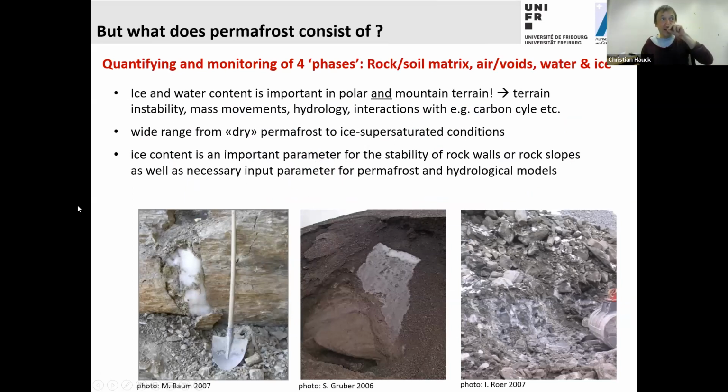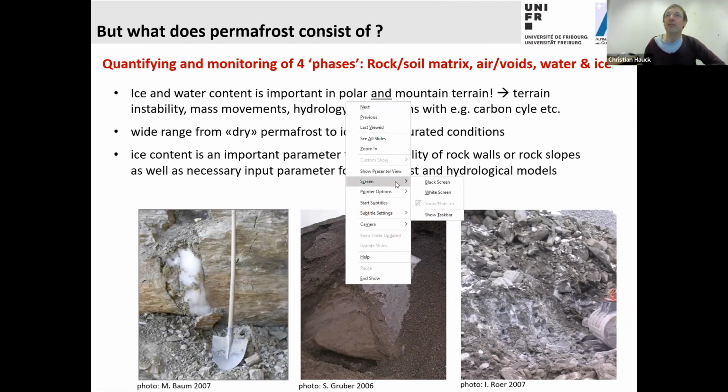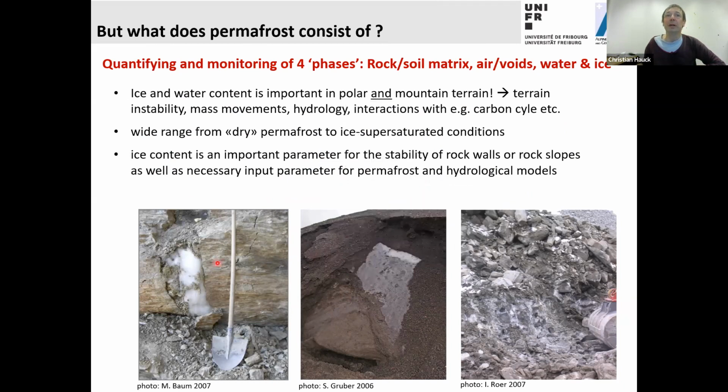Okay, so now I told you that permafrost is thermally defined. So what does it consist of? These pictures are examples of what we could call permafrost. That would be a crack in the bedrock, a fracture filled by ice. That would be permafrost. This is a rock glacier where you see an ice rock mixture.